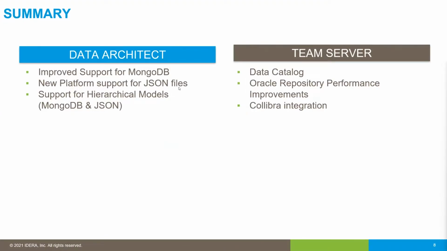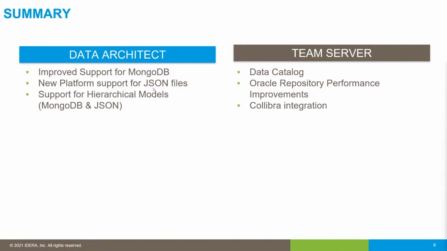So version 19.2, there's obviously two parts to ER Studio, Data Architect and Team Server, and we've made improvements to both of these. On the Data Architect side, the big ticket item here is our support for hierarchical models. And there's really two models that we're supporting initially. MongoDB, we already support in ER Studio in a previous version. We've done a major uplift on Mongo using a lot of these new principles and approach that we're going to look at in a moment.